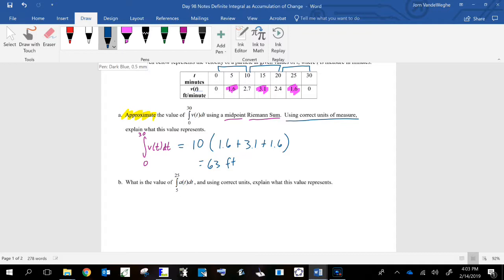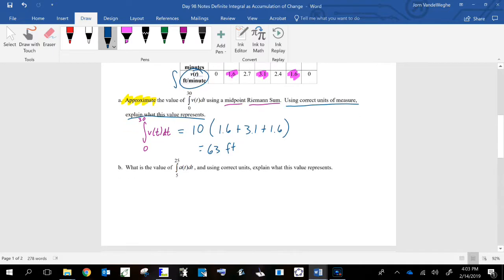Using correct units of measure, explain what the value represents. So what are my units of measure? Feet, that's the amount of change. Remember, we started out with a rate, and the integral of a rate is an amount. So we're going to get rid of the minutes, the units, and get feet. What does this represent? It represents the amount of change, from t equals 0 to t equals 30 minutes.